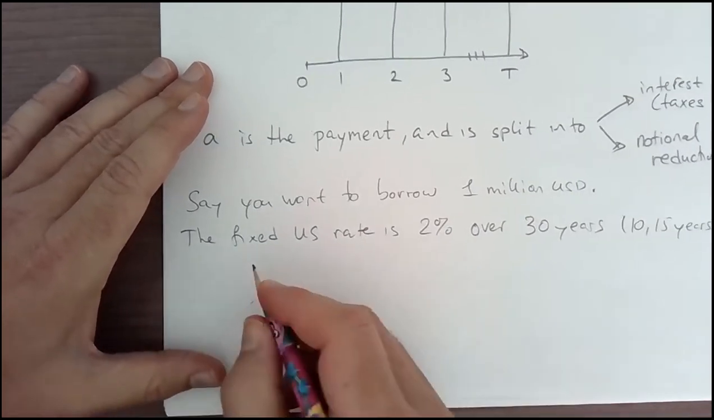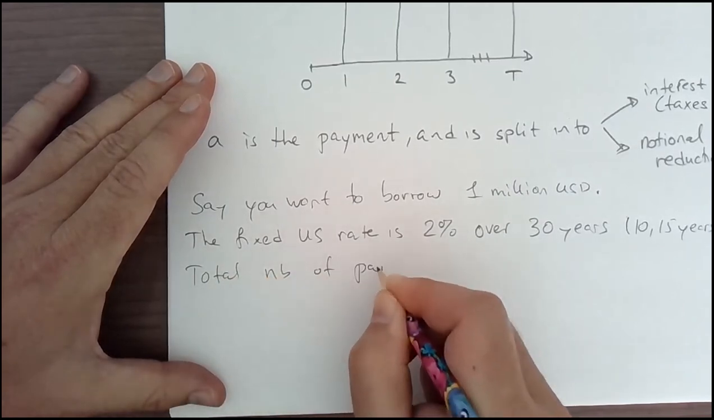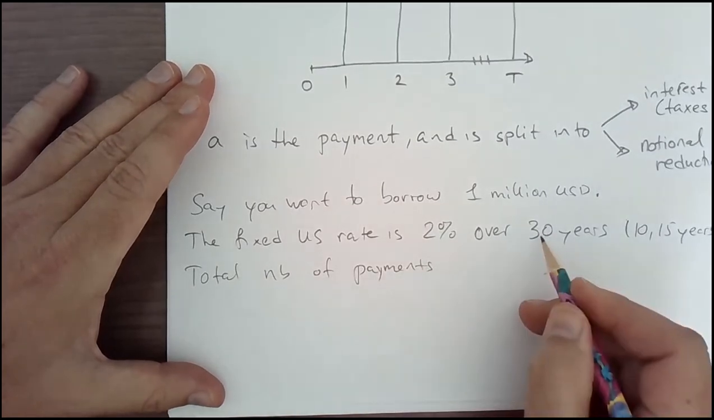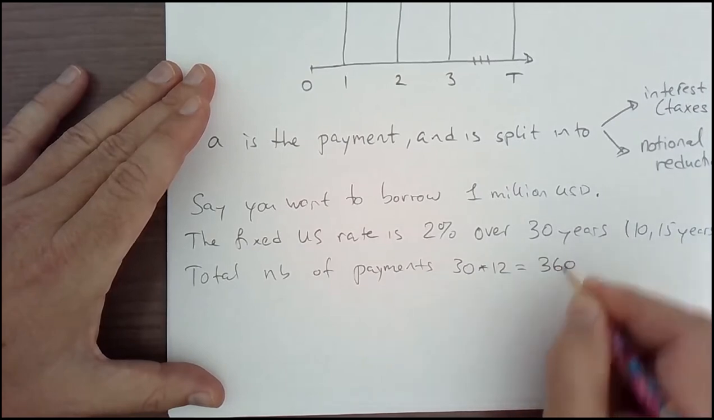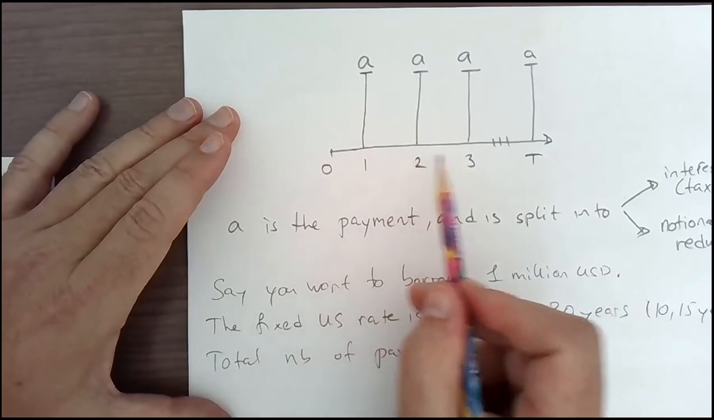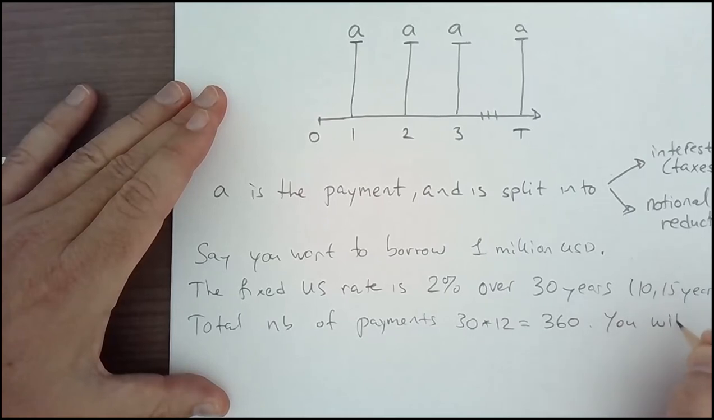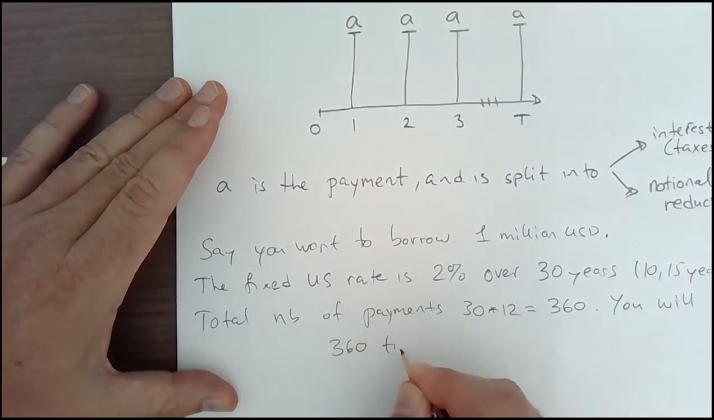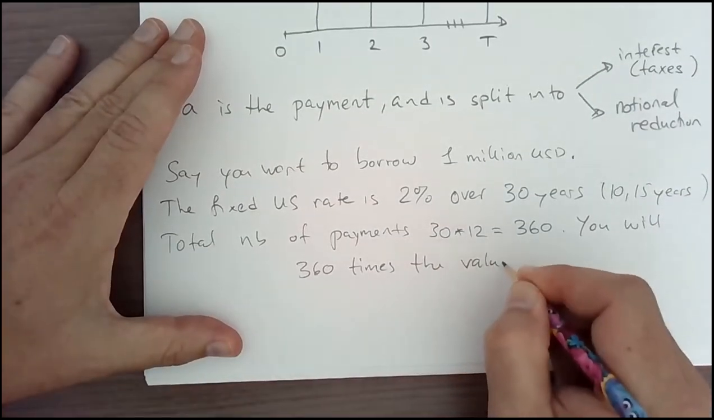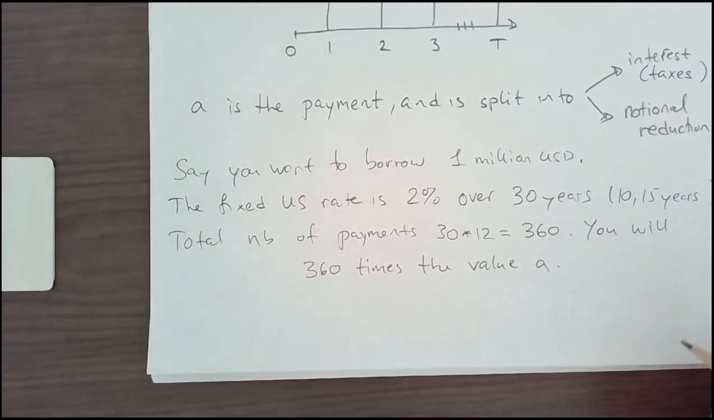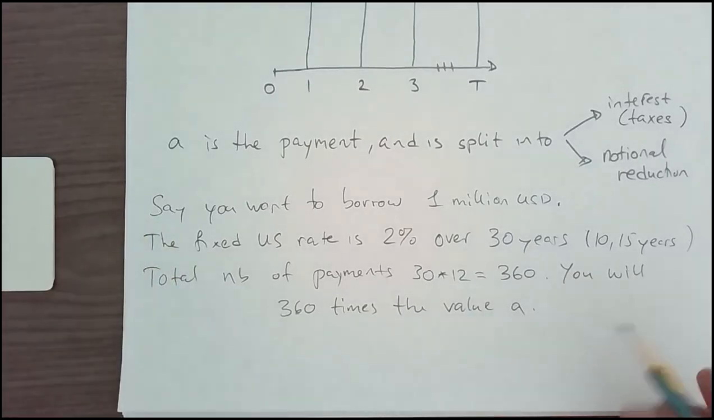And so how many payments are there? So the total number of payments, it's not rocket science, it's 30 times 12, it's 360 payments, right? So you're going to have 360 of these. You will pay 360 times the value A. Every month you'll be paying A. This is every month.